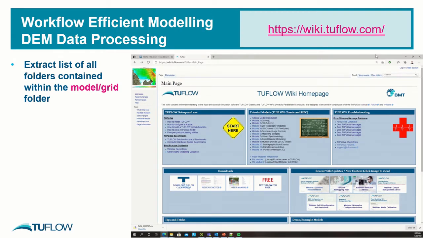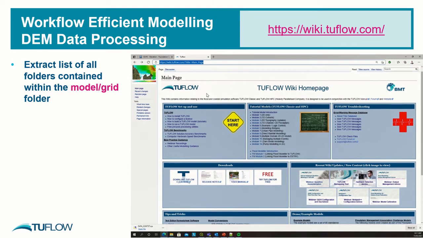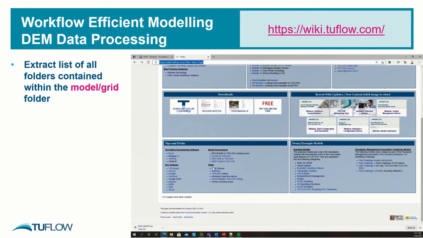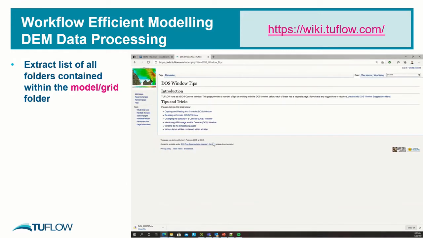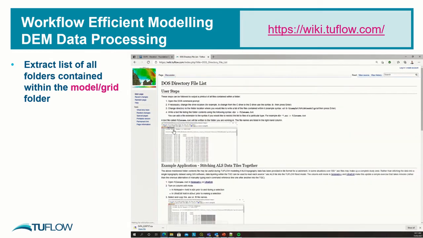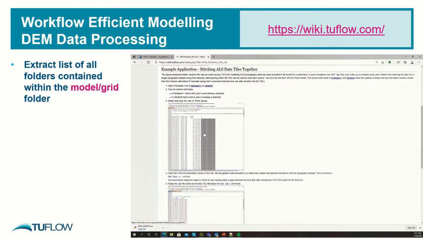Just a quick note, in the next 2 slides I'll show you how to obtain a list of all those files and add them to a TUFLOW model. But if you'd prefer to work through steps following a bullet point list, please go to the wiki, go down to the tips and tricks section for DOS commands, and the last item titled Write a list of files contained within a folder includes all the steps you need to follow.